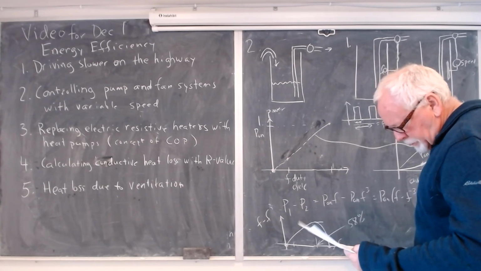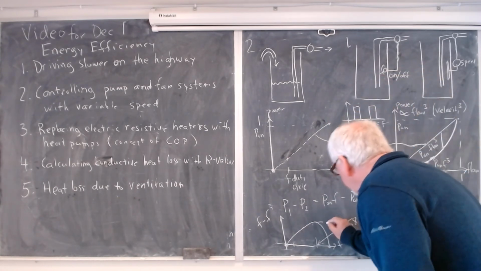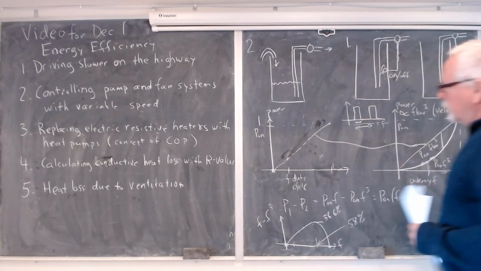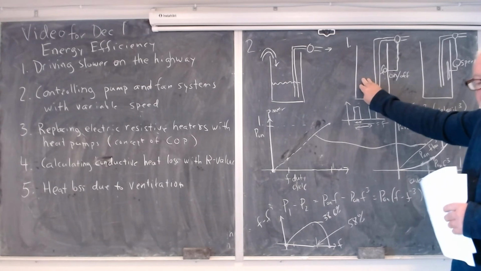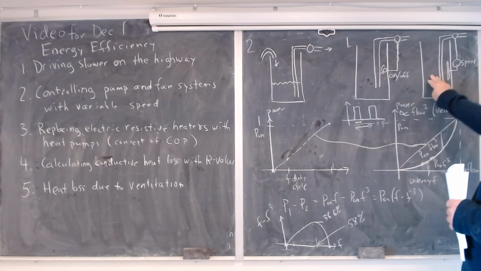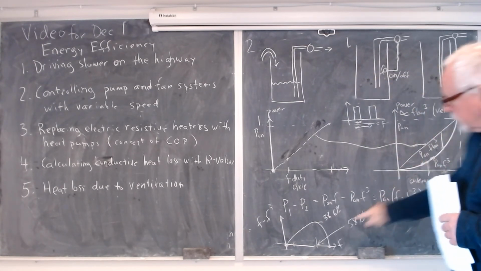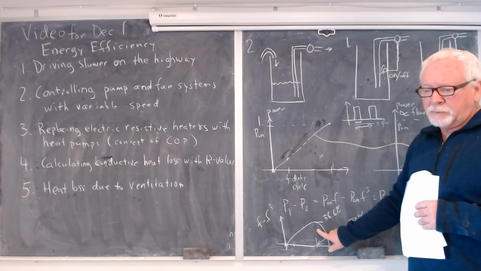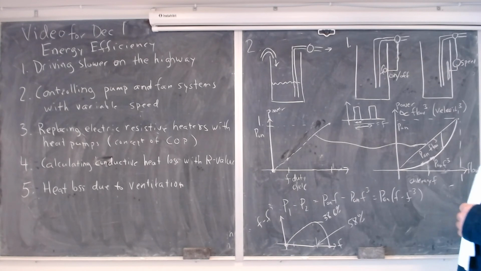and that savings is then, I worked it out here somewhere, 38.6%. Okay, so going from this on-off control to speed control, you can save almost 40% off the operation of your pumping system. And this principle applies to various systems.